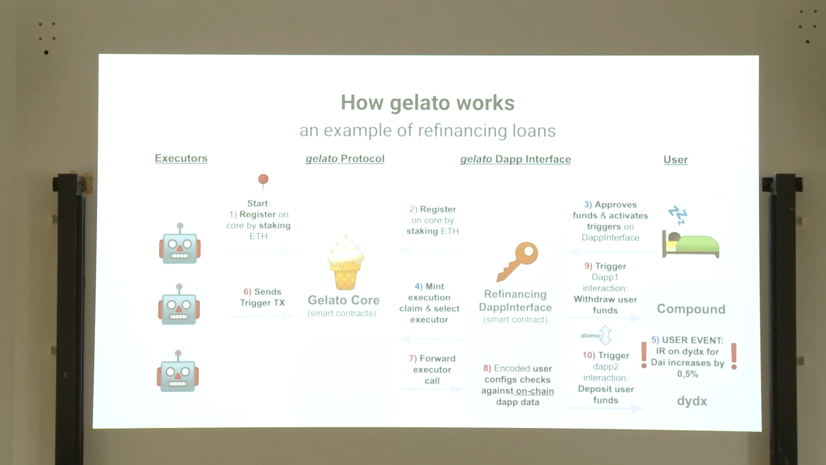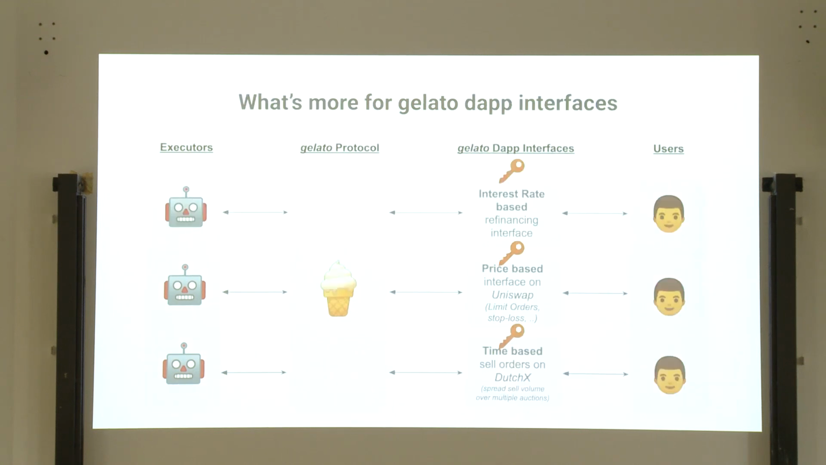At this point in time, the user's loan has basically been refinanced for a higher interest rate, all automatically. The user didn't have to do anything manually. And also, of course, the executor gets their payout from the Dapp interface balance.